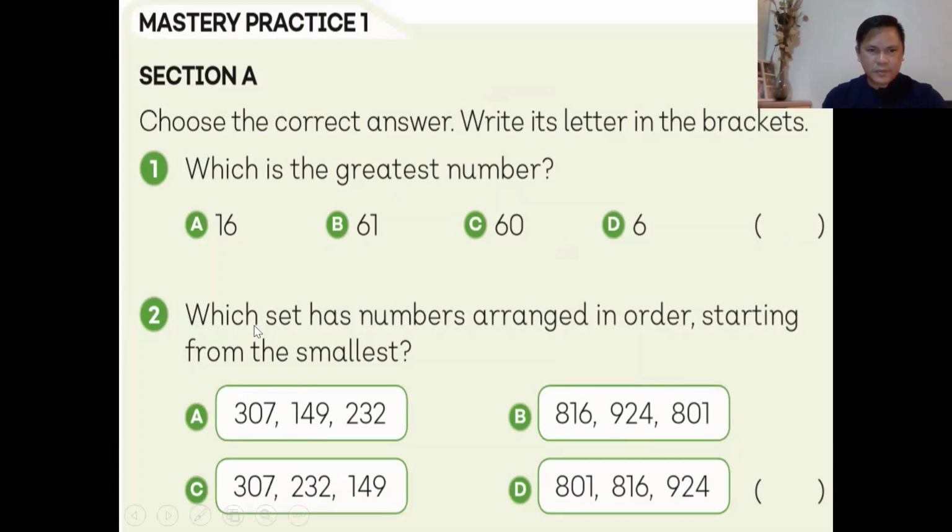Number 2. Which set has the numbers arranged in order starting from the smallest? So which of A, B, C, D starts arranged from the smallest going to the biggest or the largest? Is it A, B, C, or D? Write your answer here. Number 3.